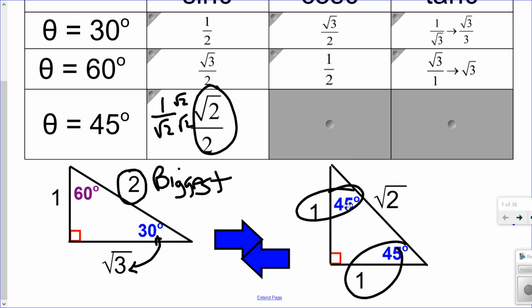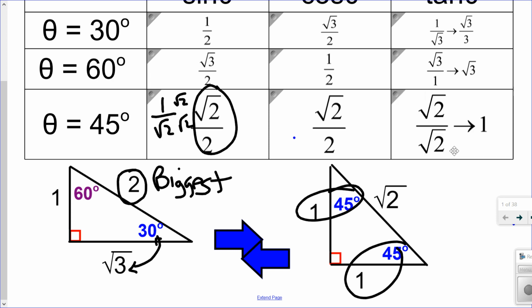Cosine is the same thing. Adjacent over hypotenuse, or if I use this one, adjacent over hypotenuse. So again, it does not matter which one you use. You're going to get the same answer. There we go, and again, rationalized. And then 45 for tan, opposite over adjacent, 1 over 1. Or if I use this one, 1 over 1, you still just get 1. So opposite over adjacent is just 1. Okay, so that's a review of your special triangles.